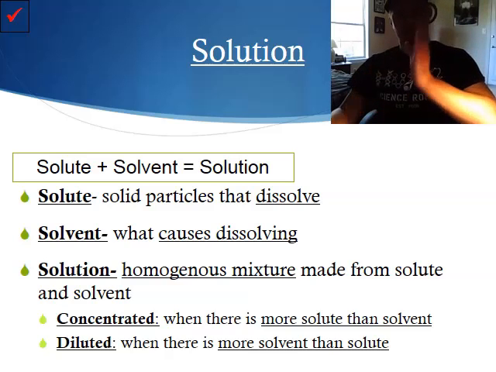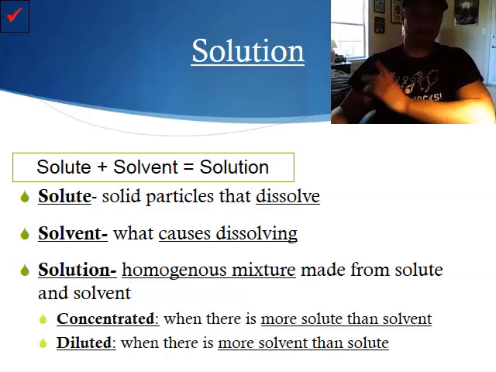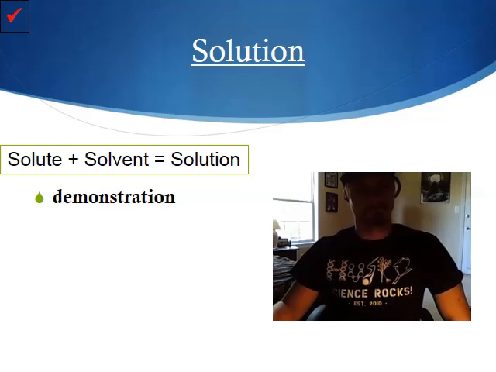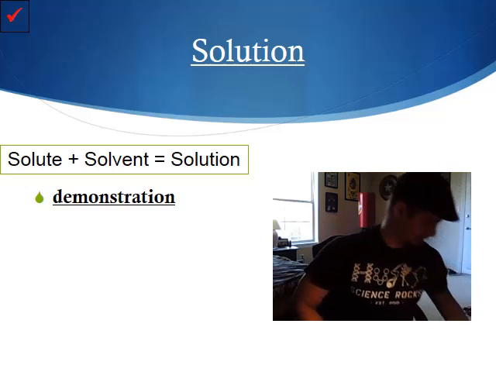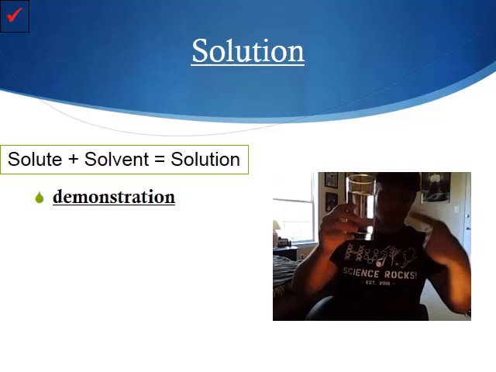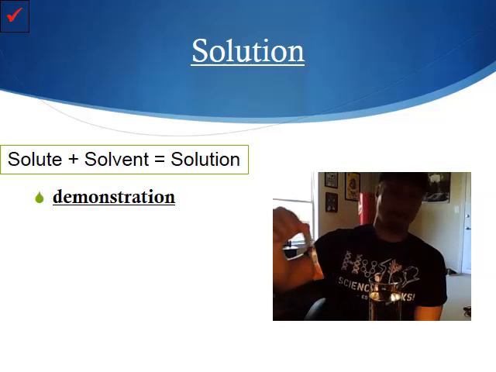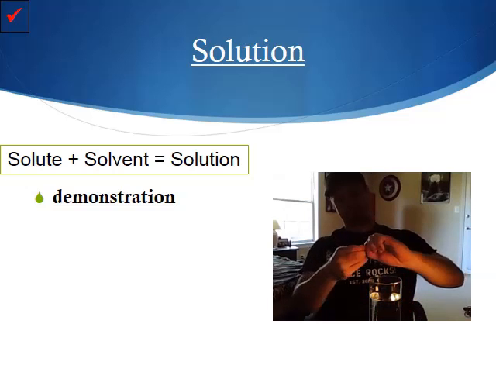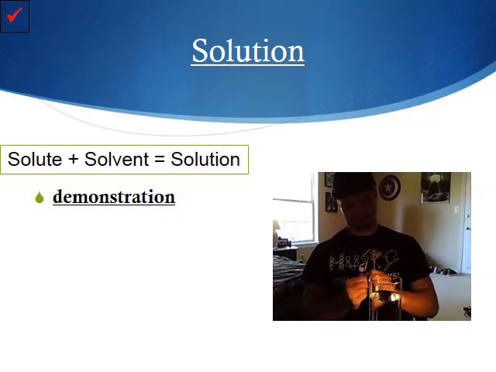So remember, solvent, what causes the dissolving, solute, what is dissolved, and solution is the mixture between the two. So solute plus solvent equals solution. So we do have a little demonstration for you here. So what we got? Water. And what we also have is a little bit of peach tea. So if we put these two together, we should have a solution.